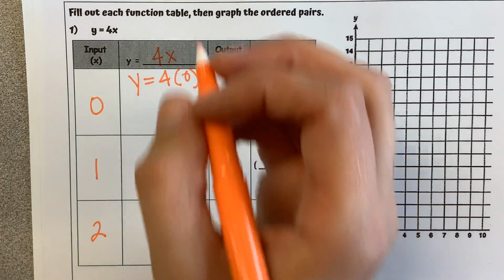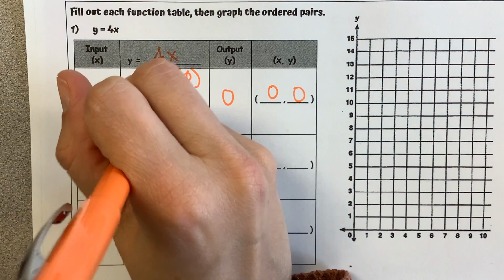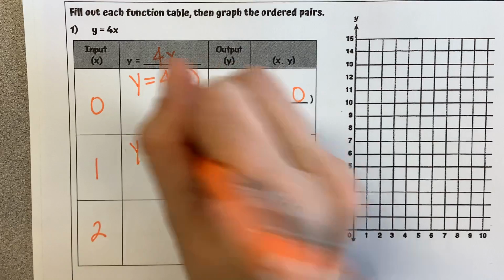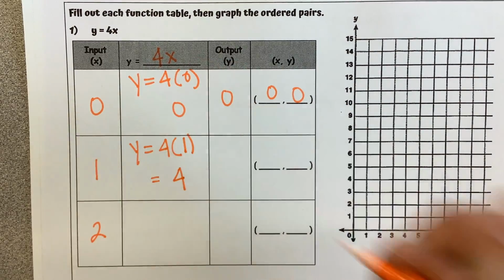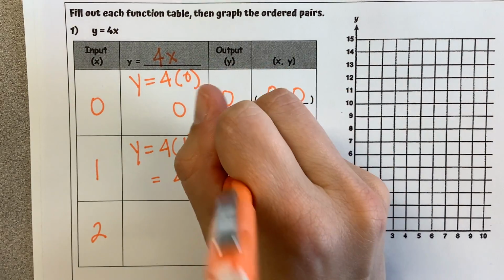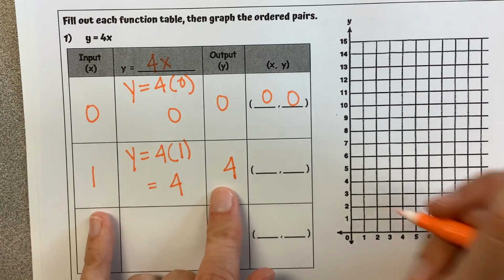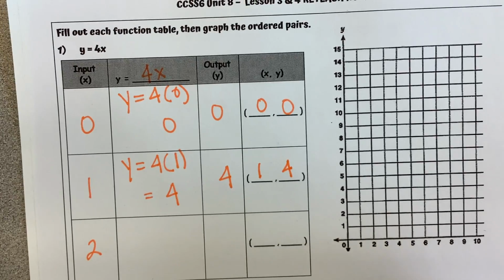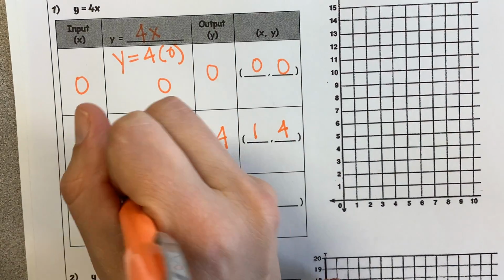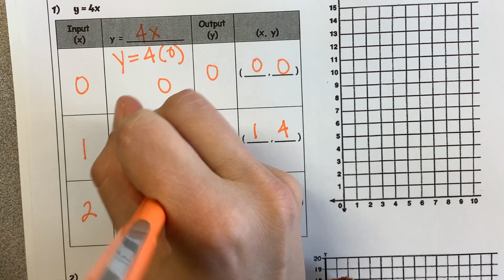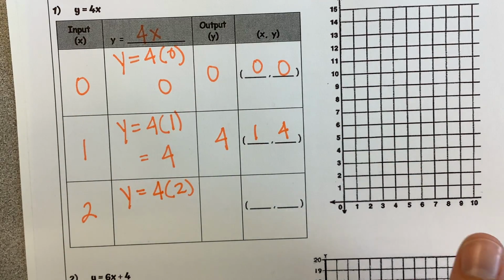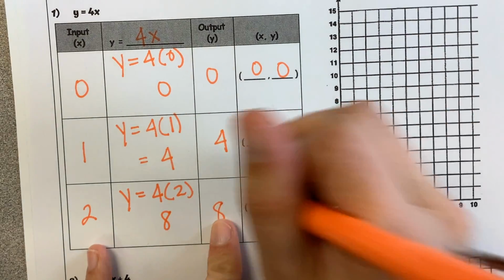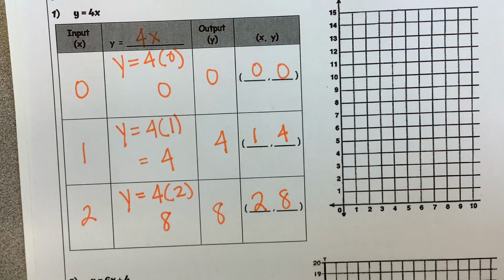All right, for an input of 1, I'm plugging in y equals 4 times our x value of 1. 4 times 1 is 4. So our output is 4. So input of 1, output of 4. And then 2, y equals 4 times our input of 2. 4 times 2 is 8. So our output is 8. So the ordered pair is 2, 8.